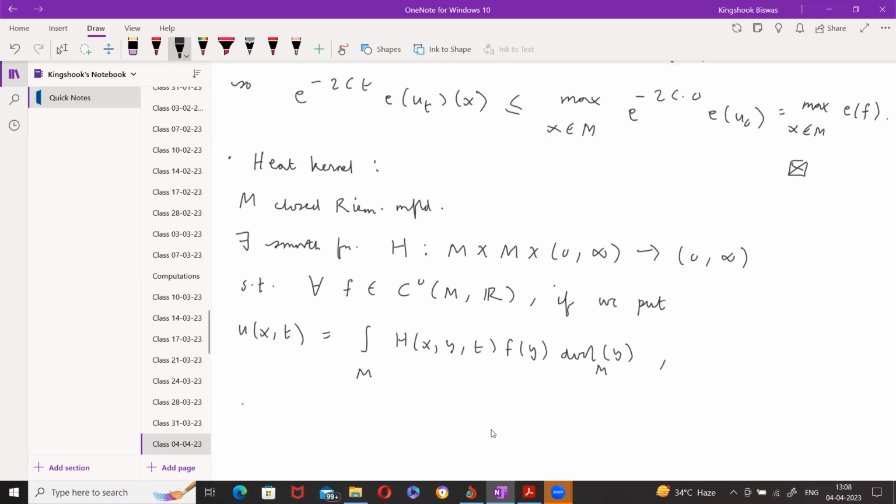then u is the unique solution to the initial value problem.